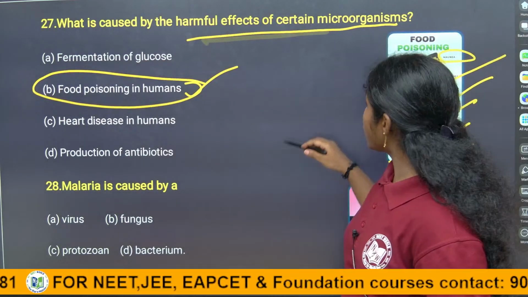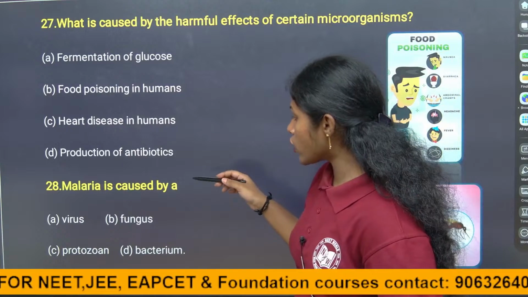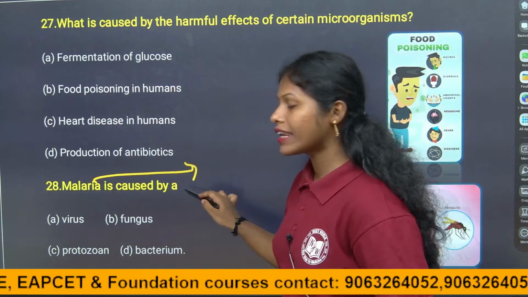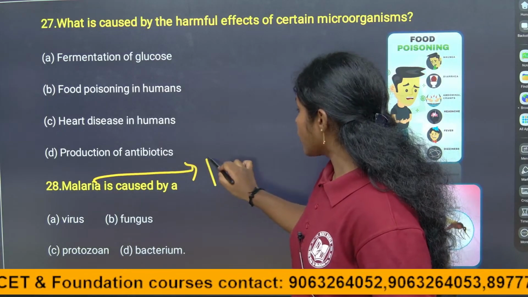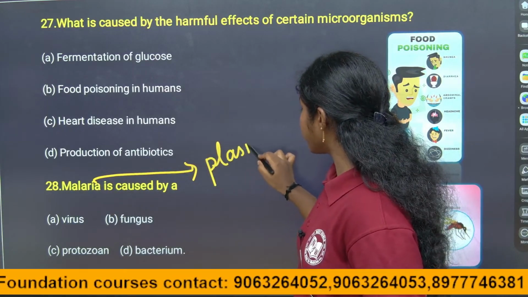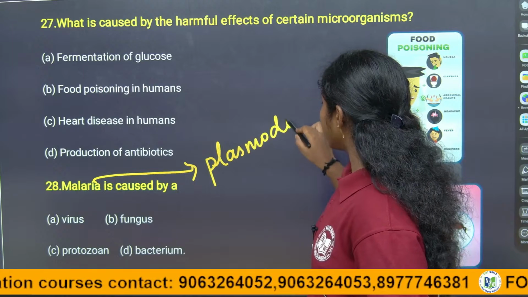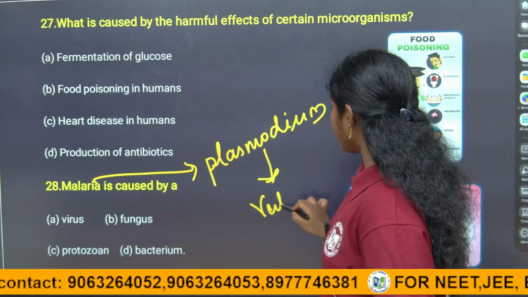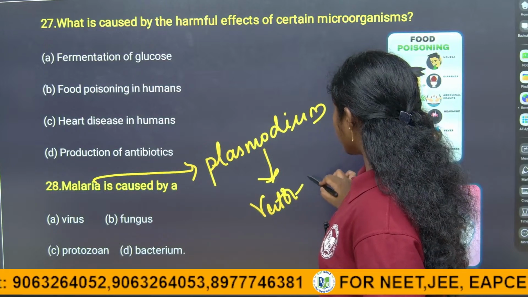Coming to the next one, children: malaria is caused by a protozoan, fungus, algae or bacteria? Of course, it is caused by Plasmodium, right. Plasmodium is transmitted through the vector, the Anopheles mosquito.